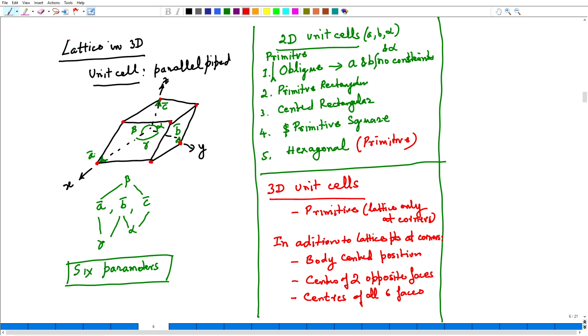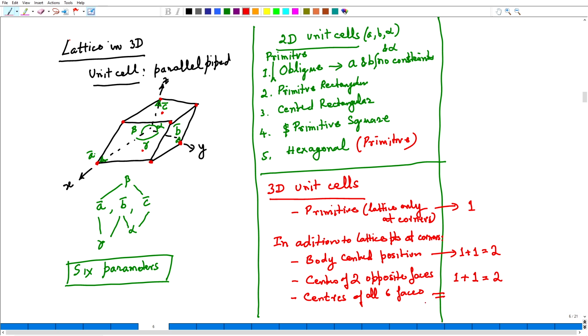And you can clearly see, if I have to look at how many lattice points are going to be there per unit cell, here of course I will have only one. Out here I will have one for the corner and one for the body centered position, which is 2 lattice points per unit cell. Centers of 2 opposite faces. What does this mean? I can take this top face and the bottom face, then each of these lattice points will be shared by 2 cells, hence half a contribution of each of these 2 lattice points to the unit cell. So, I will have again one contribution coming from 2 opposite faces, again 2.